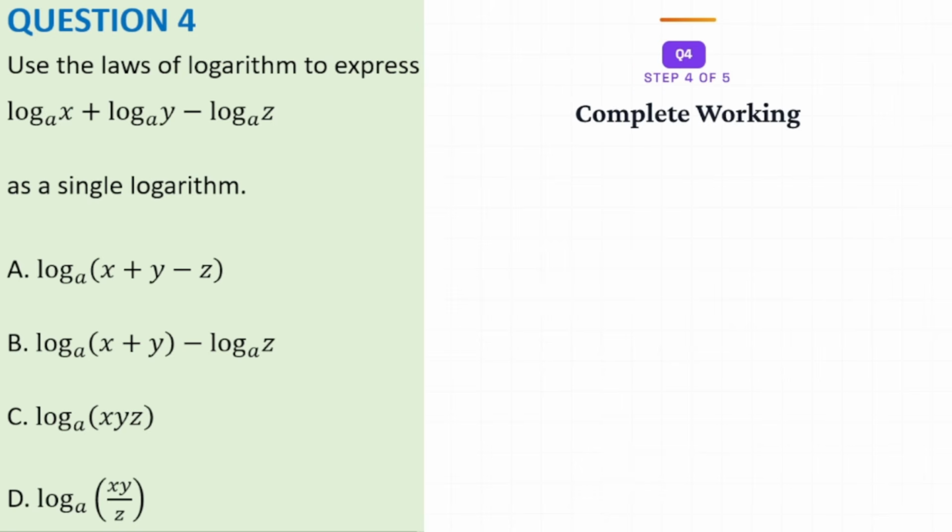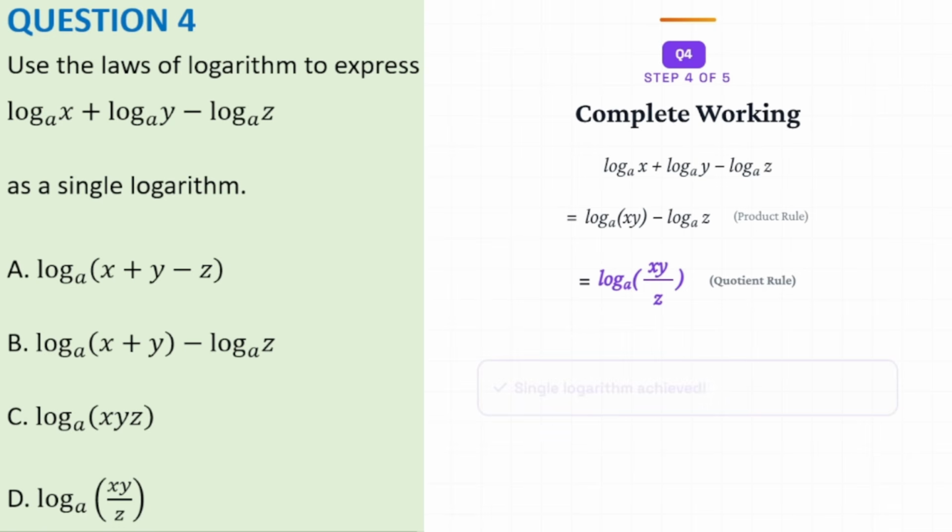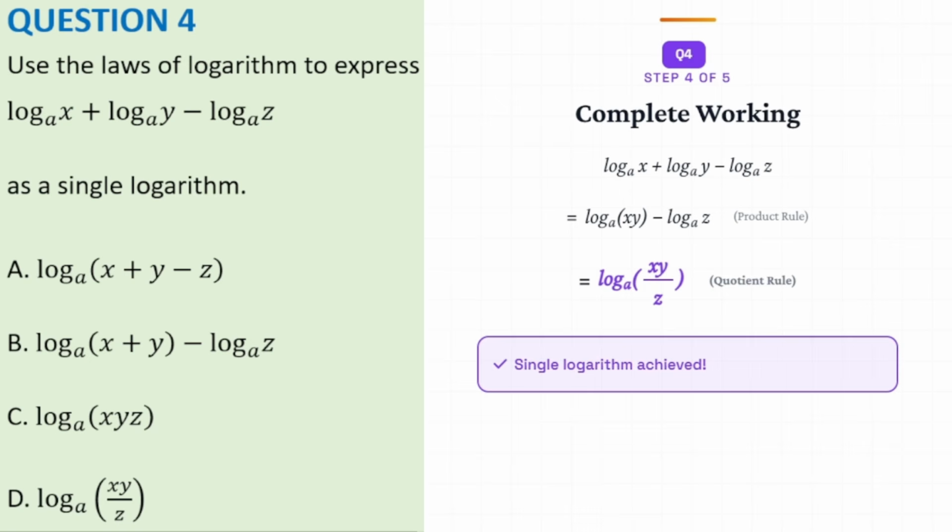Step 4. Complete working. Starting with log base of x plus log base of y minus log base of z. First, apply the product rule to the first two terms. This becomes log base of x y minus log base of z. Then apply the quotient rule. This equals log base of x y over z. We have now expressed the entire expression as a single logarithm.